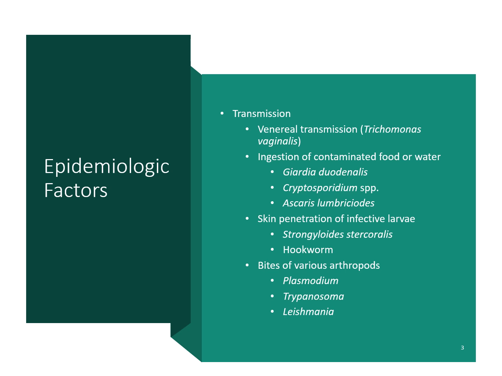These organisms can be transmitted through venereal transmission, so through sexual transmission. They can be ingested, through contaminated food and water. They can also penetrate the skin with the infected larva or the eggs of the organism, and they can enter through the bites of different arthropods, like your ticks or fleas.